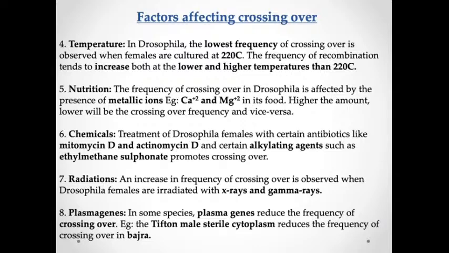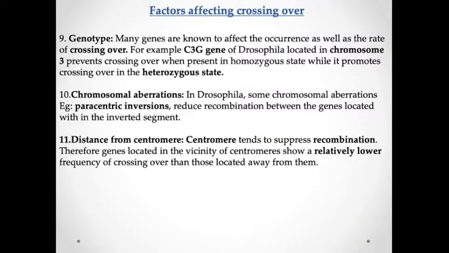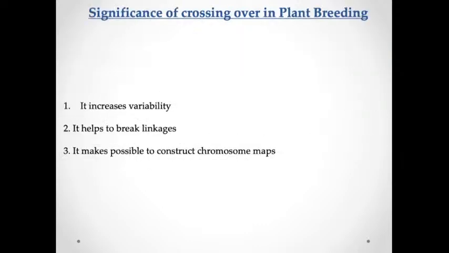Chemicals: treatment of Drosophila females with certain antibiotics like mitomycin D and actinomycin D, and certain alkylating agents like ethyl methane sulfonate, promotes crossing over. Radiation also: an increase in the frequency of crossing over is observed when Drosophila females are irradiated with X-rays and gamma rays. And further, plasma genes. In some species, plasma genes reduce the frequency of crossing over. For example, Tifton male sterile cytoplasm reduces the frequency of crossing over in Bajra. Then there are genotype, chromosomal aberrations, and distance from the centromere. All these are factors affecting crossing over.